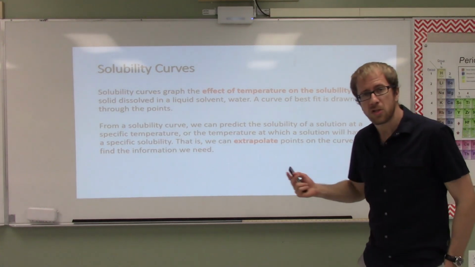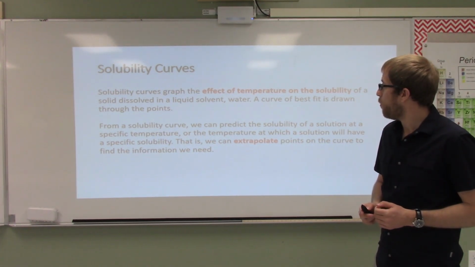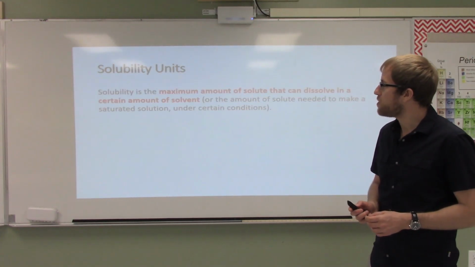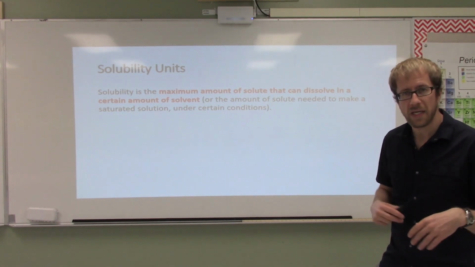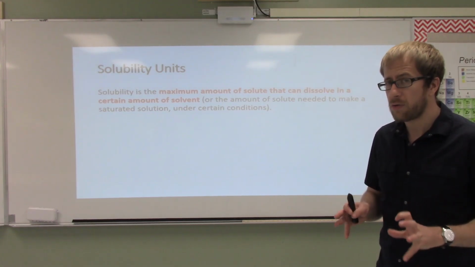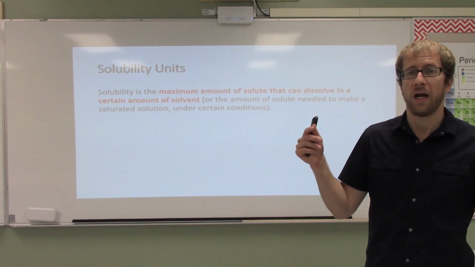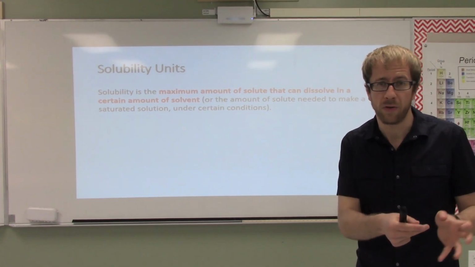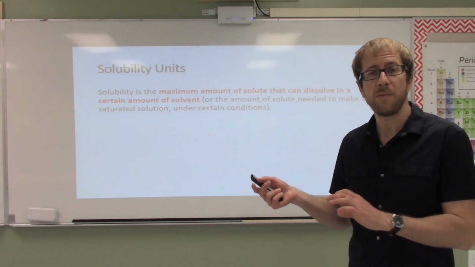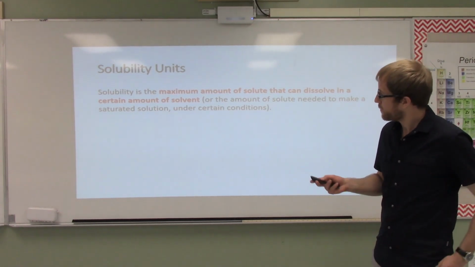So we can use these curves to make predictions, but we can also use the units of solubility and a little bit of mathematics in order to calculate what solubilities would be at given temperatures, or perhaps we want to know, hey, we know the solubility, and we want to find out, okay, well, I only got 50 mils of water, how much could I dissolve then? So we're going to use some math to figure that out.